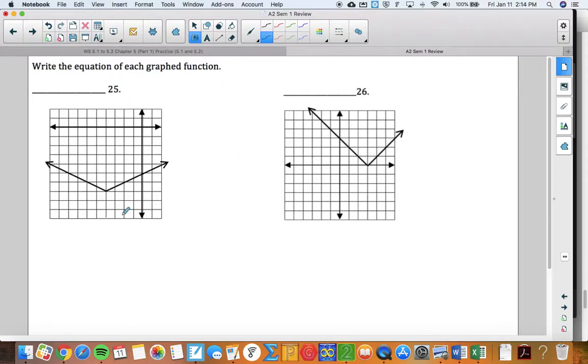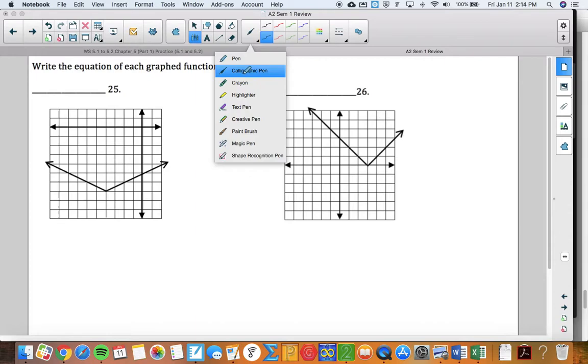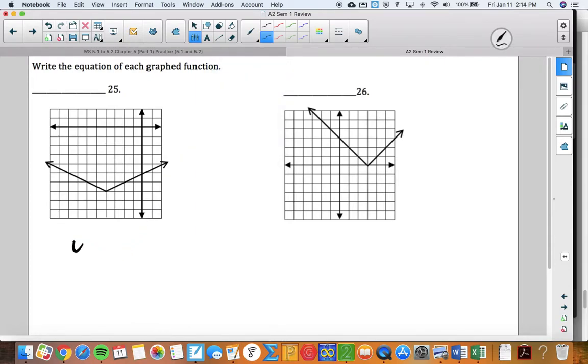Number 25, write the equation of the graph function. So these are absolute value functions, and they come in the template where your slope is right there, the slope of the right arm. I call this the right arm. And you have x minus some h value plus some k value outside of the absolute value brackets. So remember, this m is the slope of the right arm.